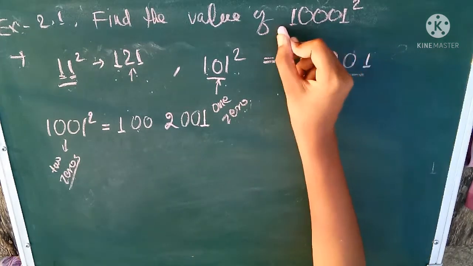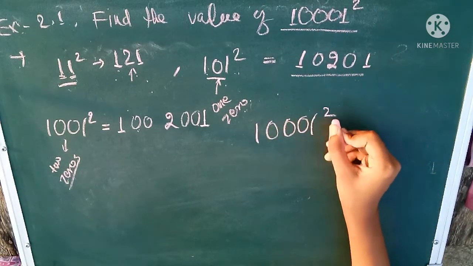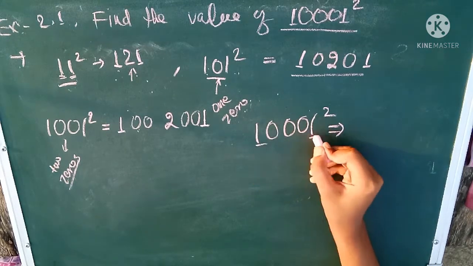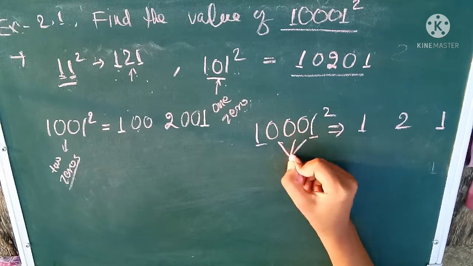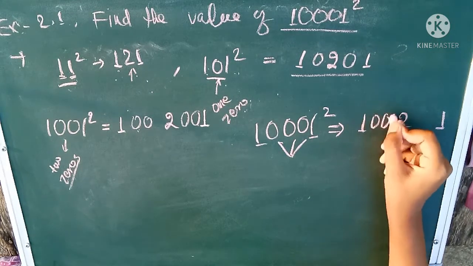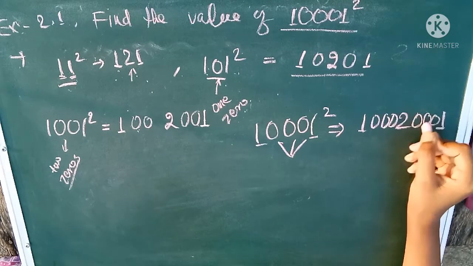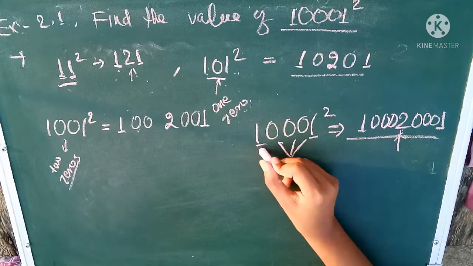So this is the pattern by which we can find the answers of such type of questions. So here in the question, we have to find out the square of 1,000,001. So for 1 and 1, we can write 121. Now for triple zeros in the middle, we need to write 3 zeros on both sides of this 2. So this is the answer of this question.